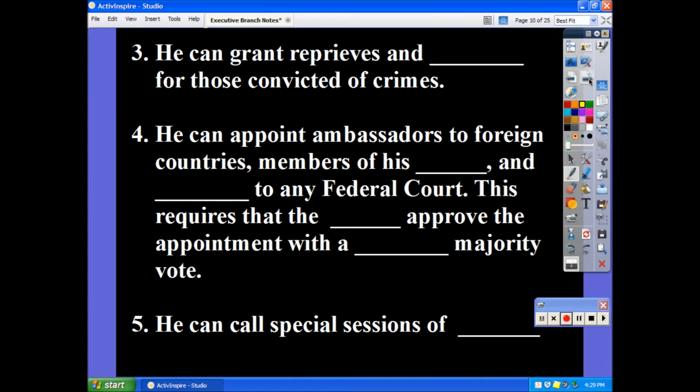He can appoint ambassadors to foreign countries. He also can appoint, of course, members of his cabinet and judges to any federal court, including the Supreme Court. All of these require, of course, the approval of the Senate with a simple majority vote. So he doesn't get, again, to appoint people just because he feels like it. This is something that has to be approved by the U.S. Senate with a simple majority vote.